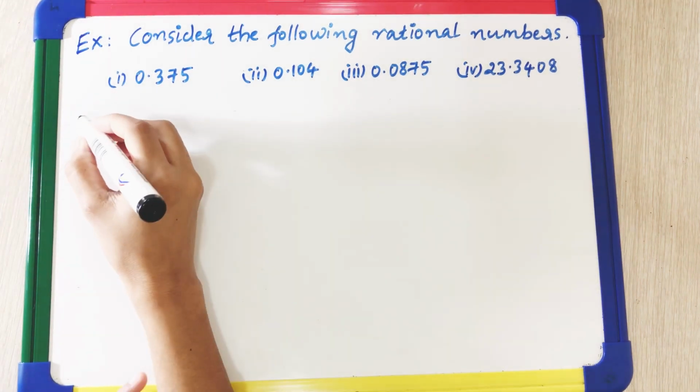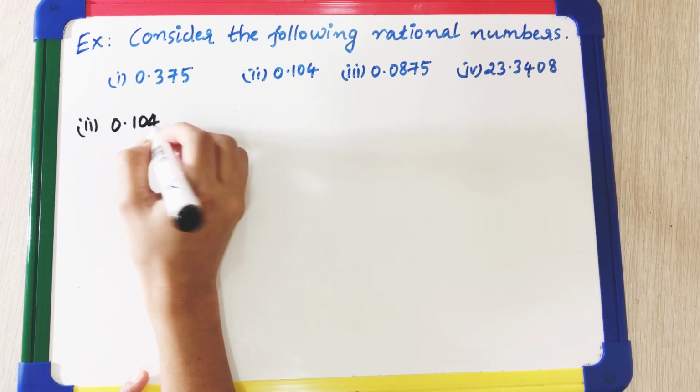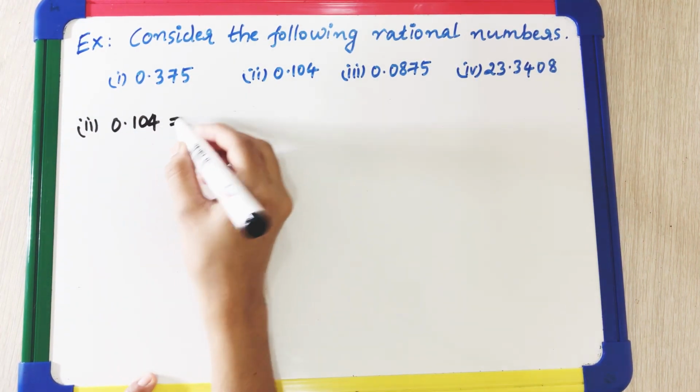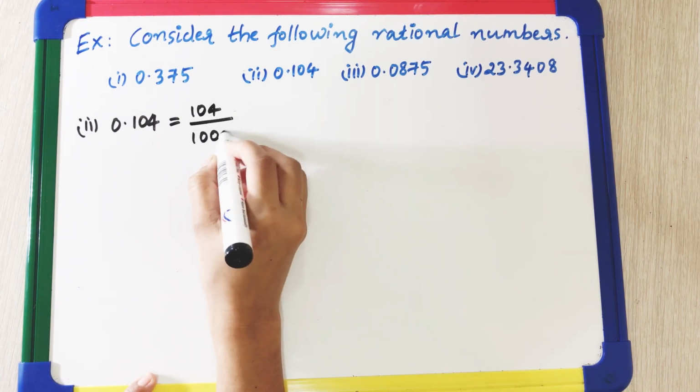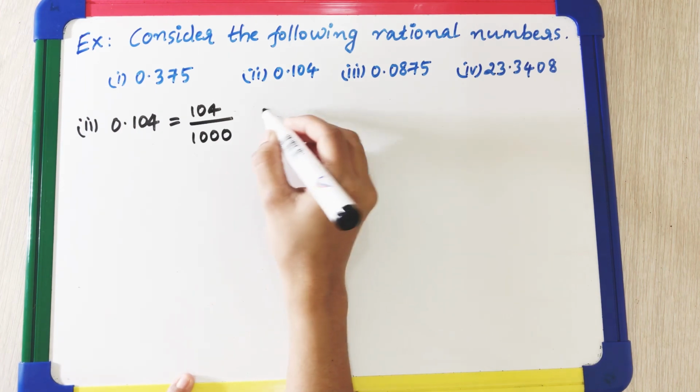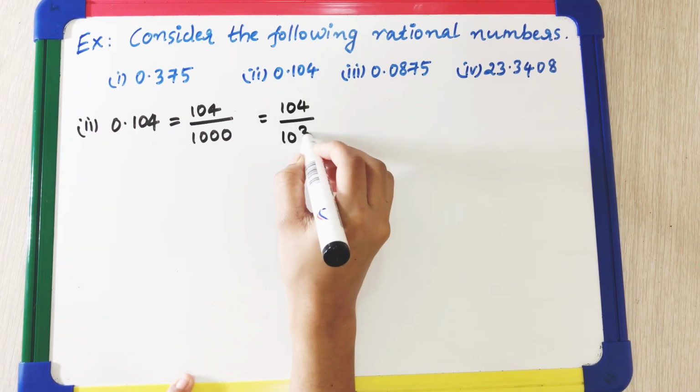We can see the next question. 0.104. 0.104 is nothing but 104 divided by 1000, which is 104 divided by 10 cube.